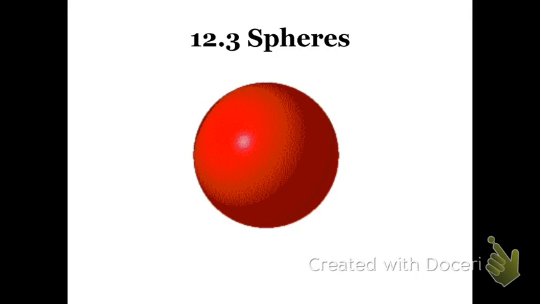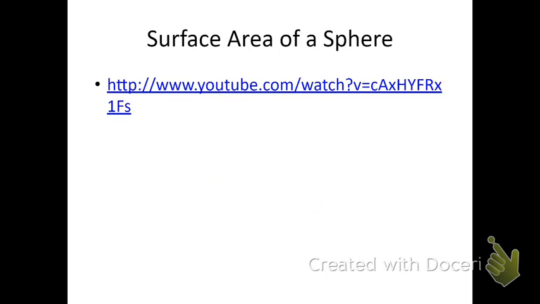Okay, now let's talk about spheres. They're a little different than pyramids, cylinders, prisms and cones, so they get their own section. Right? A sphere is like a ball, like the Earth is sort of a sphere. It's not a perfect sphere. Orange, same thing, ball. You know what a sphere is.